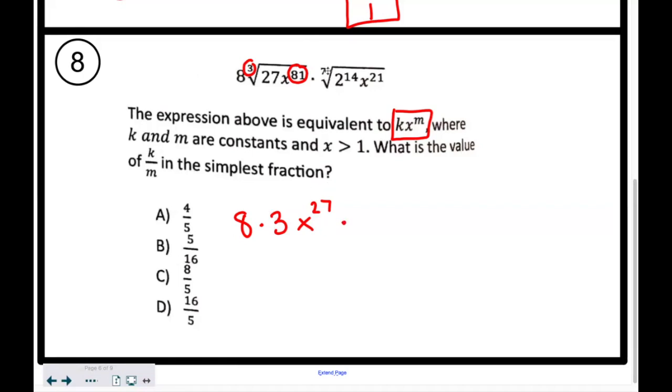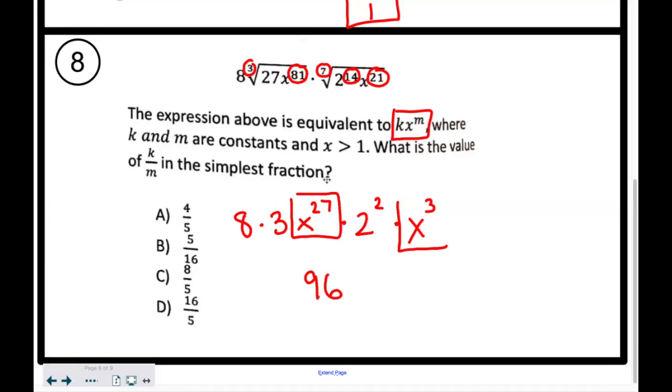So now here, I want to do the seventh root of 2 to the 14. Well, again, I can just say 7 goes into 14 twice. So I get 2 to the second power. And 7 goes into 21 3 times. So I get x to the third power. And then I just keep going. I say, all right, 8 times 3, 2 squared is 4. So 8 times 3 times 4 is 96. And then when I multiply these two together, I'm just adding exponents, and I get x to the 30th.